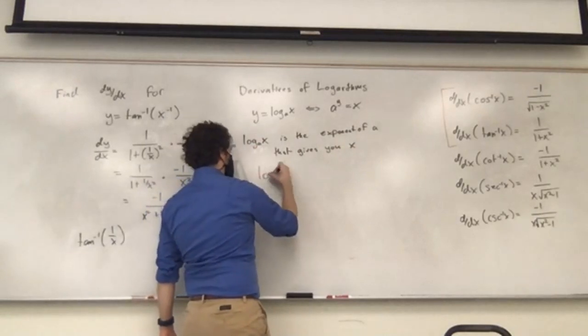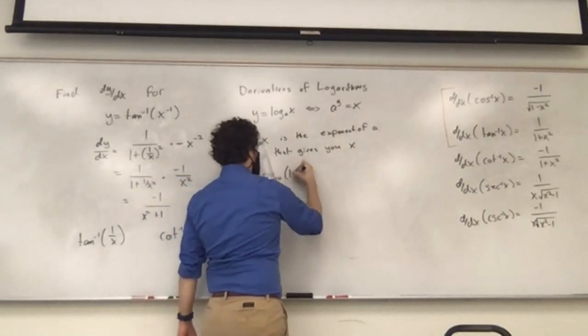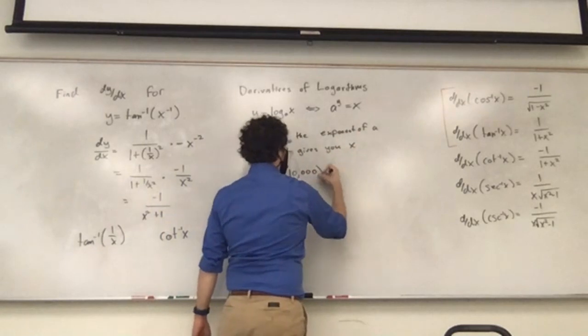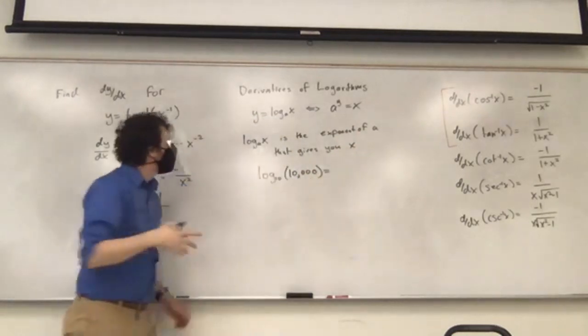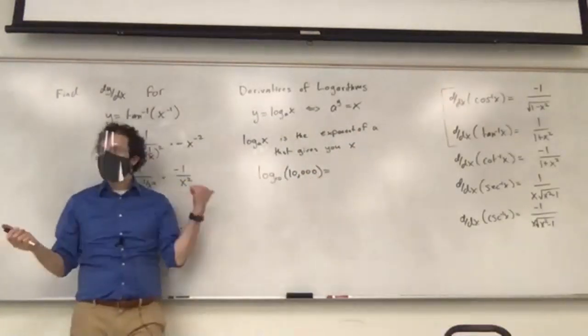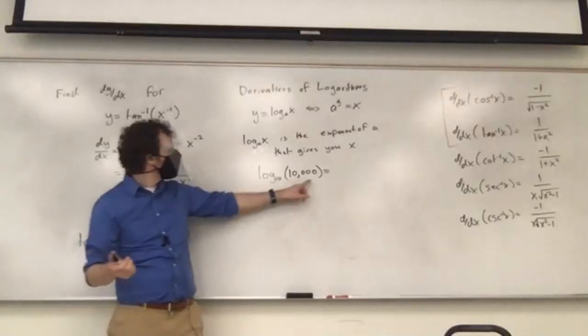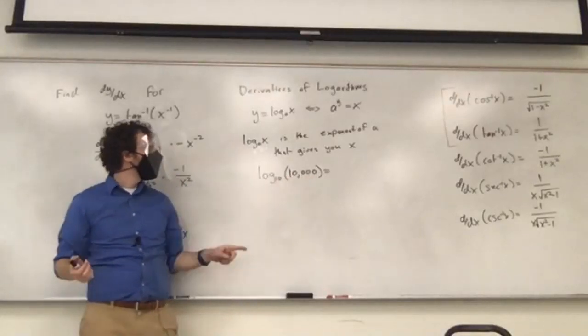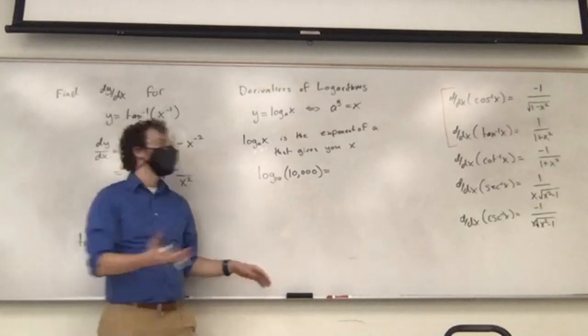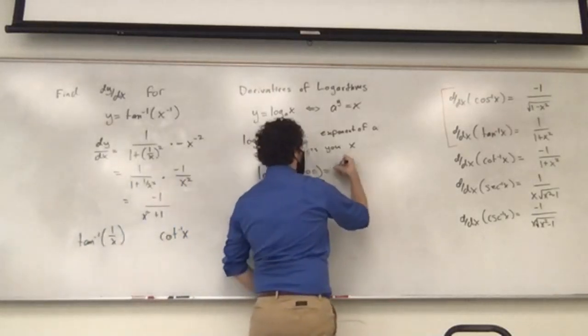So for instance, something like log base 10 of 10,000, that is what power of 10 gets you 10,000. And because there's 1, 2, 3, 4 zeros, 10,000 is 10 to the 4th. So that's what this number is.